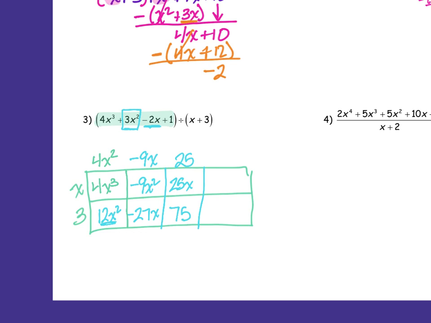And then this is going to be my remainder square. Once I get down to no variables here, the next one is my remainder. So what do I add to 75 to get 1? Negative 74. So my answer for this division problem is 4x squared minus 9x plus 25 minus 74 divided by x plus 3. So basically all I did was multiply and add on this one.